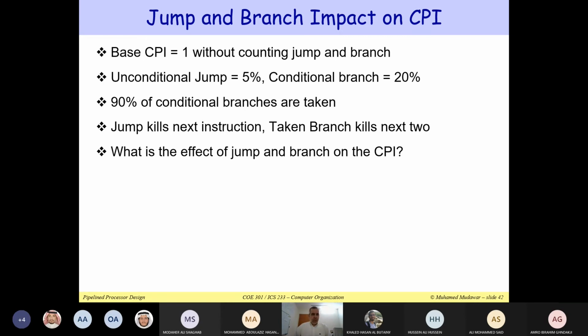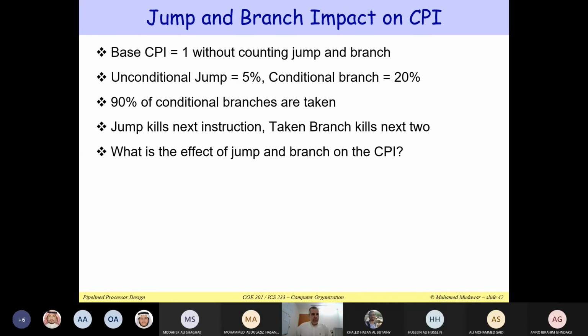So it says that assume that the unconditional jumps are 5% of the instructions and the conditional branches are 20%. Now it says that also 90% of the conditional branches are taken. And of course the remaining 10% are not taken.